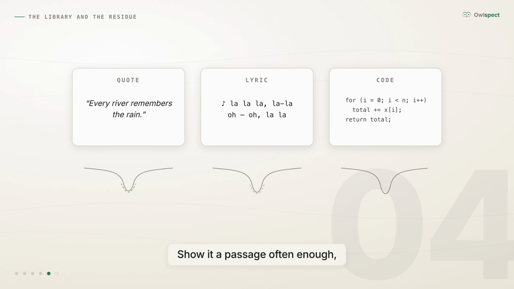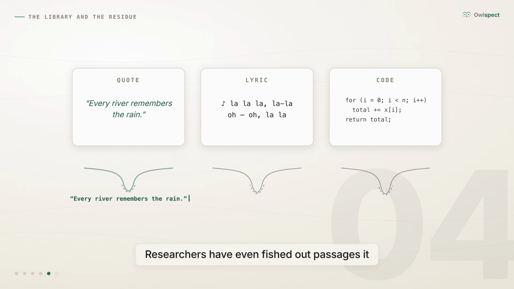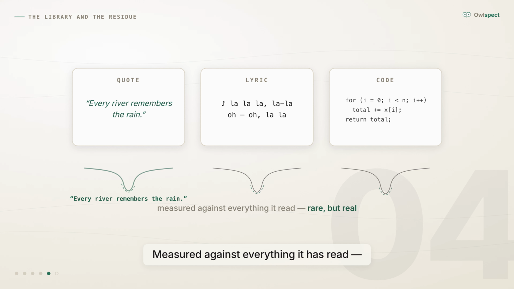Show it a passage often enough, and the habit becomes the page. Famous quotes, song lyrics, code that half the internet copied. The machine can sometimes give those back word for word. Researchers have even fished out passages it met only a handful of times. Measured against everything it has read, rare, but real.